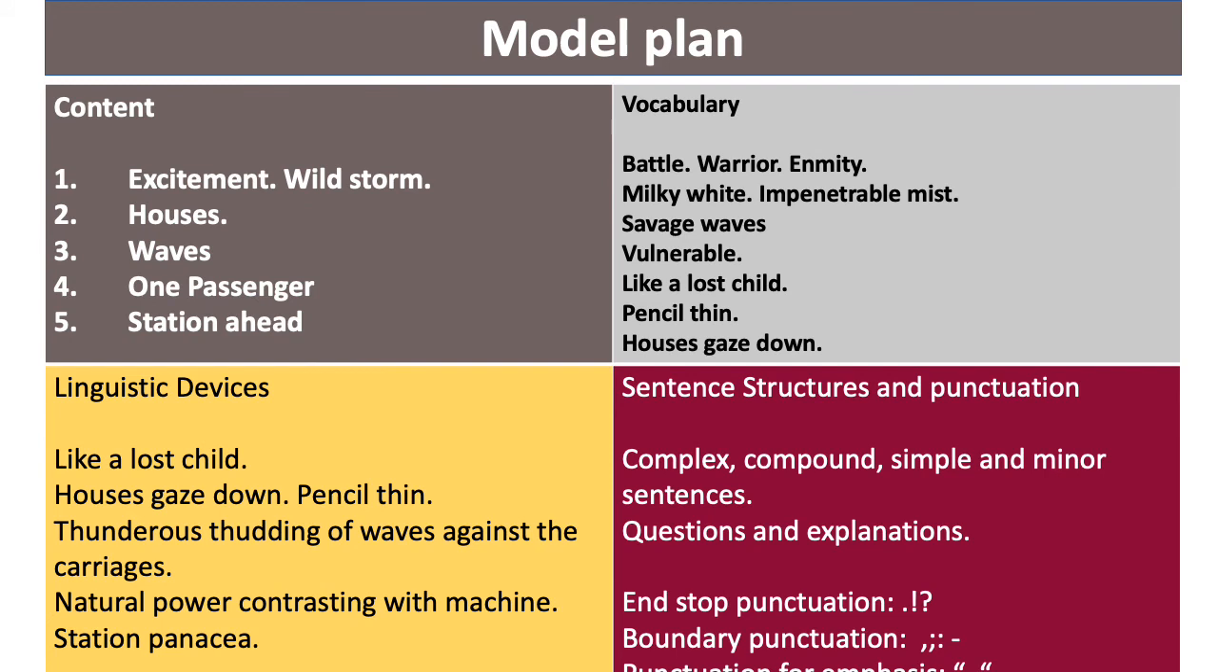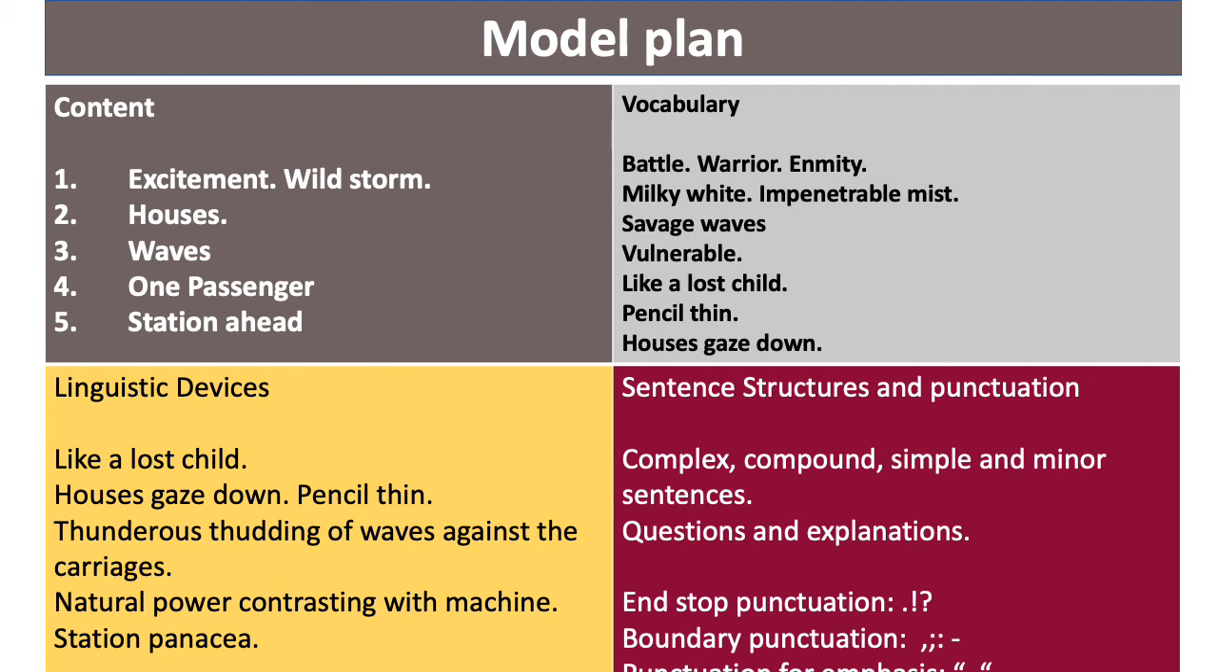Normally mist can be penetrated, you can go through it, but this is impenetrable, so it makes it seem like it's a barrier that you can't get through. Again, just describing the waves of savage, and then taking those ideas of loss and vulnerability, of the train being like a child. Look back, have a look on the notes. I scrolled down, it's all there, and then about those houses gazing down.